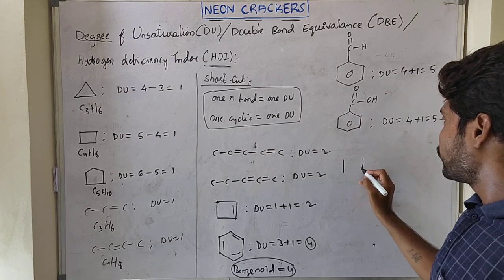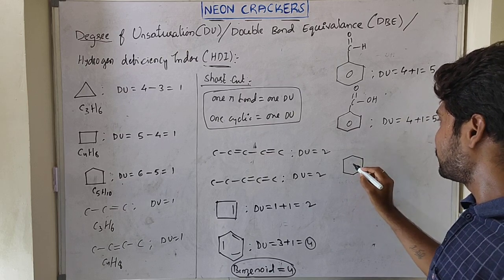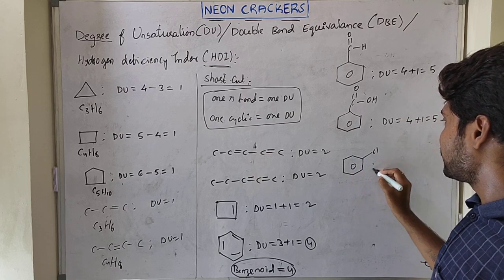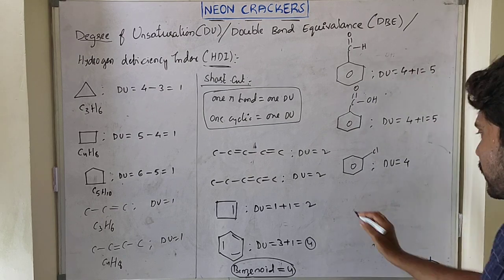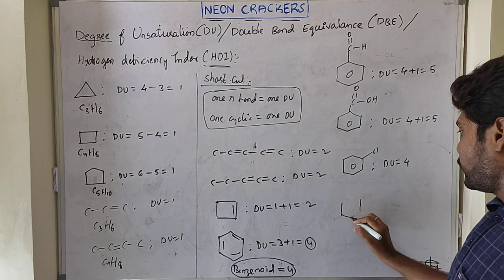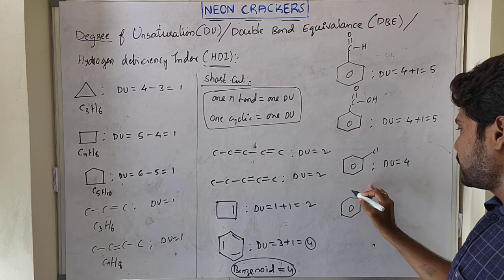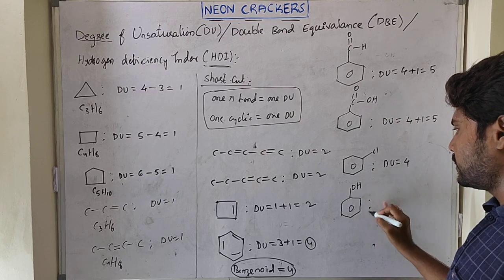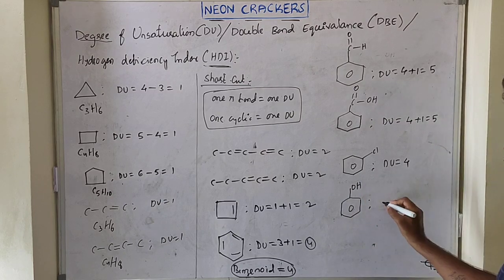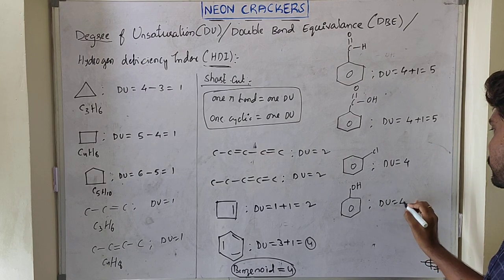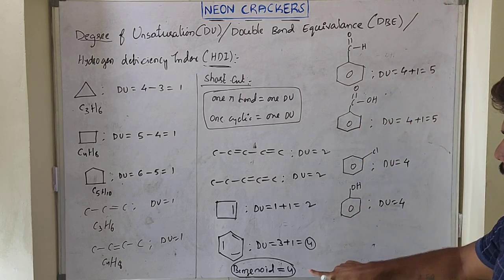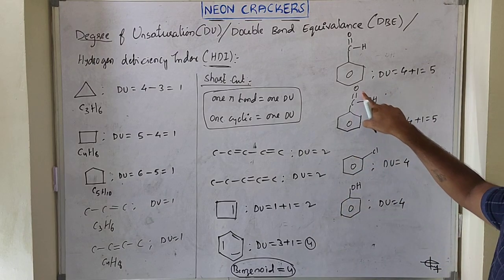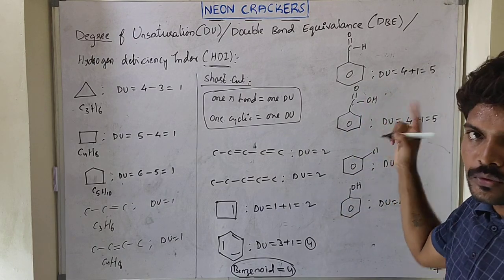Now if you take chloro, bromo or halobenzene, whatever, what is the DU? Only it is a benzenoid compound, so DU becomes 4. Now if you take phenol, also only one benzenoid ring is there. Apart from the benzenoid ring, there are no other pi bonds. So DU equals 4 simply, because for benzenoid it is only 4. Apart from the benzenoid ring, if any other pi bonds are there, just add that DU to 4.